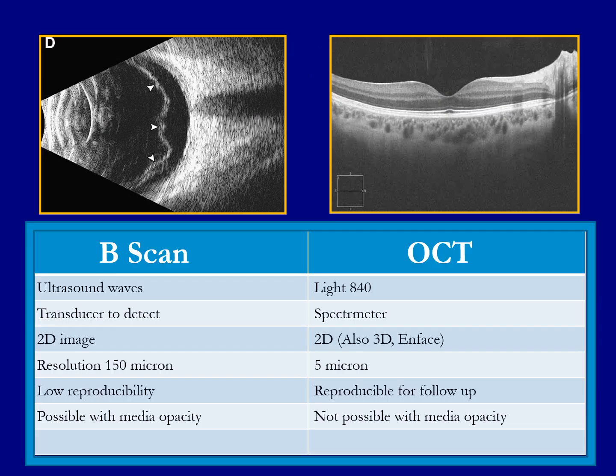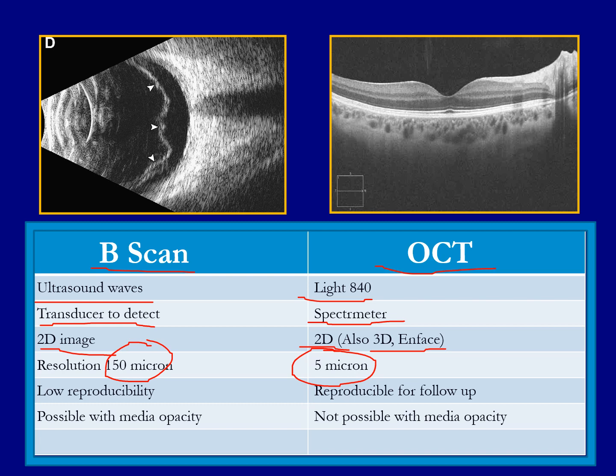And at the end, let's discuss the difference between B-scan and OCT. In the B-scan, there are ultrasound waves, while in the OCT, they are light waves. In the B-scan, a transducer or a black handle detects the lesion, while in the OCT, a spectrometer, which is a specialized device, detects the lesion. B-scan has a 2D image, OCT has a 2D and also a 3D image. The main difference is the B-scan has a resolution of 150 micron, while the OCT has a very good resolution and can detect lesions up to 5 micron.